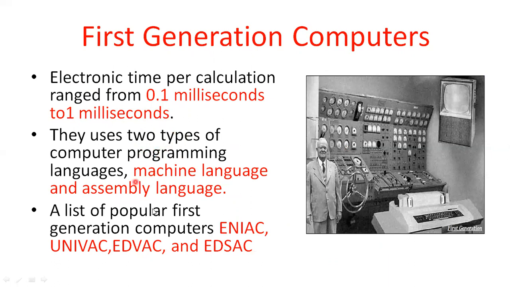They used only two types of programming languages. What are the programming languages? One is machine level language, the other one is assembly language. The machine level language includes zeros and ones, and the assembly programming language uses mnemonic codes. For example, for addition the assembly programming language uses add, and for multiplication, mul. That means some of these specific codes. But machine level language uses zeros and ones. And then here is a list of popular first generation computers.